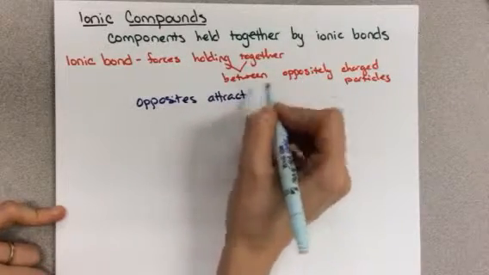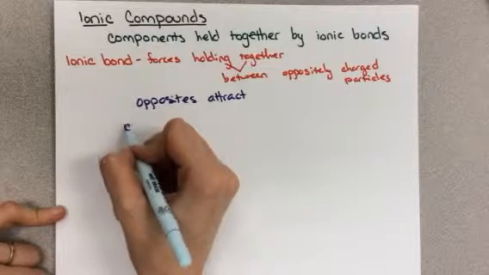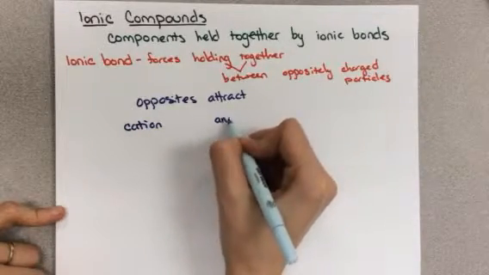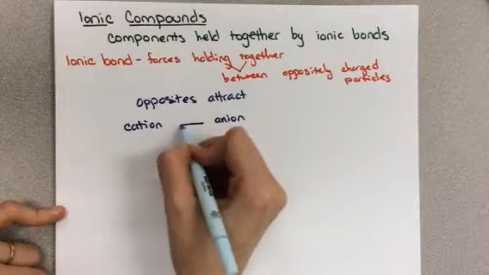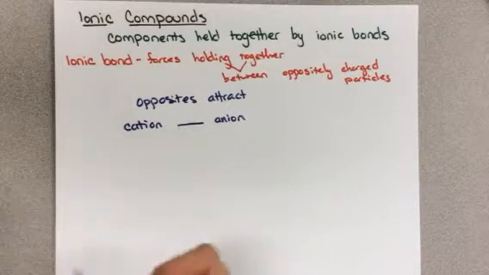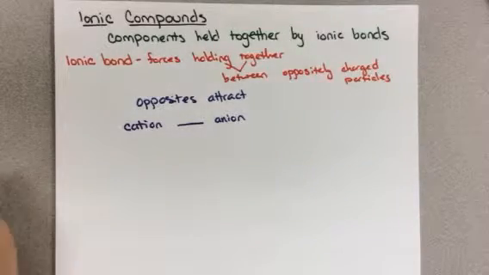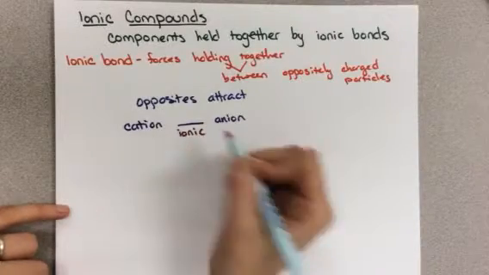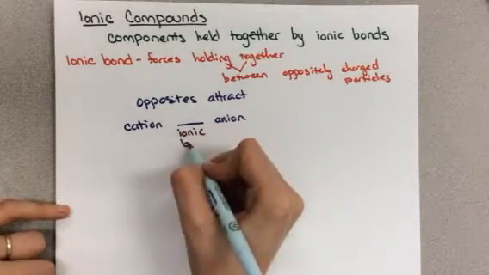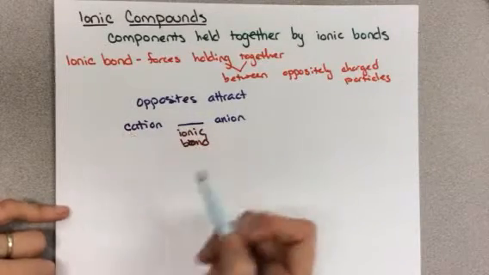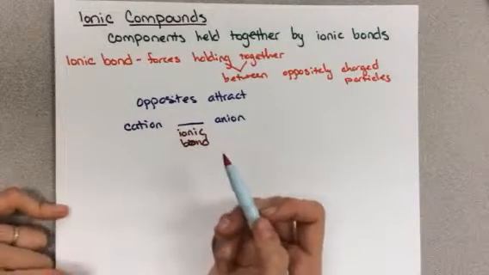So when you have a positively charged cation and a negatively charged anion, they are going to want to bond to one another. They're going to come near each other. They're going to be attracted to one another. And that bond that holds them together is ionic. Okay, so this is an ionic bond. Ionic bond in between a cation and an anion.